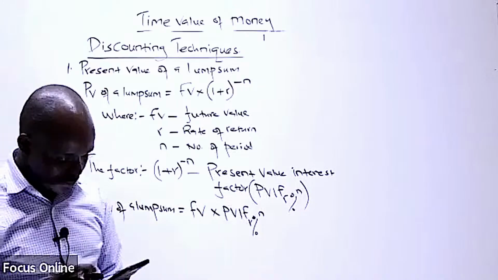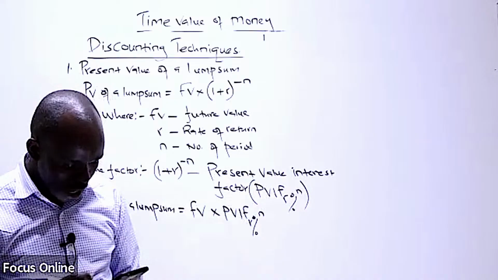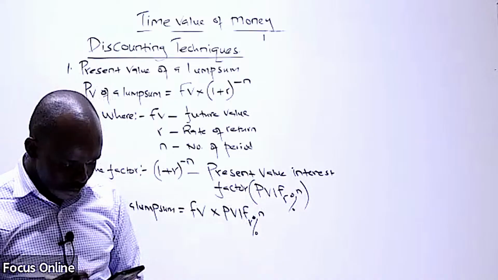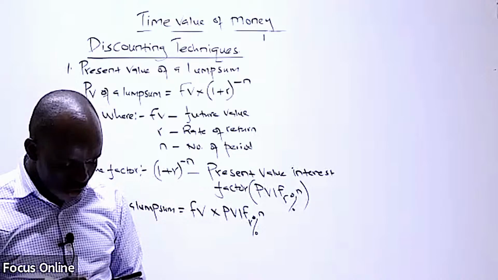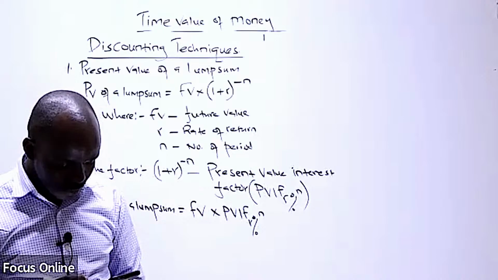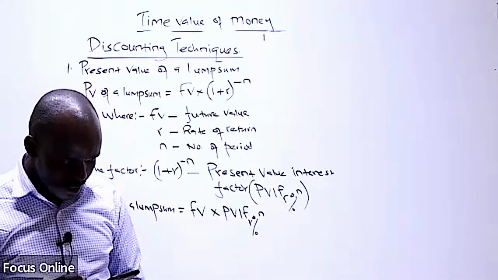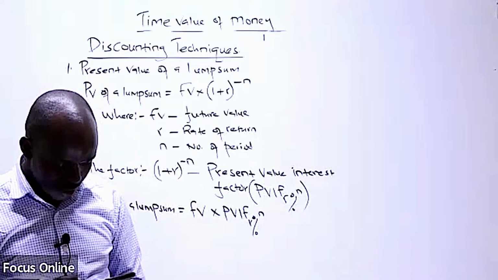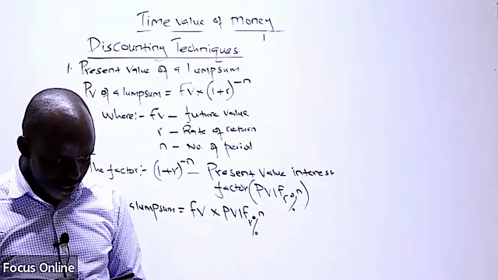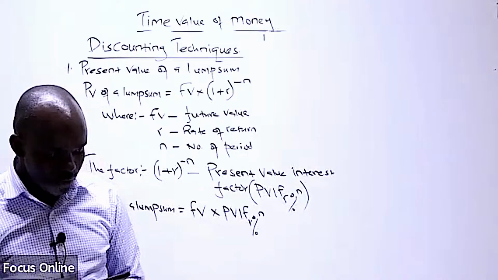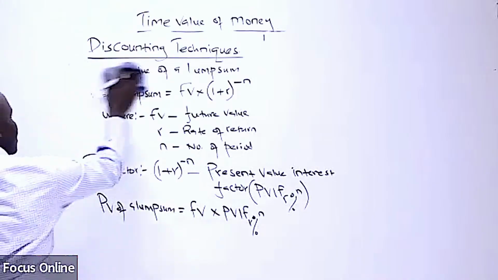The example says, assume you were to receive shillings 172,800 3 years from now on an investment, and the required rate of return is 20%. What amount would you receive today to be indifferent, using present value?